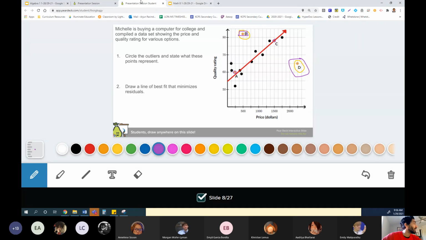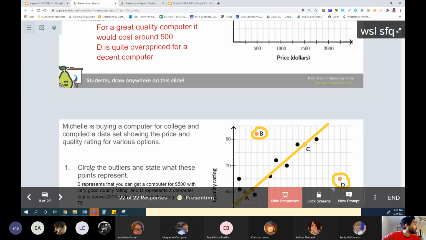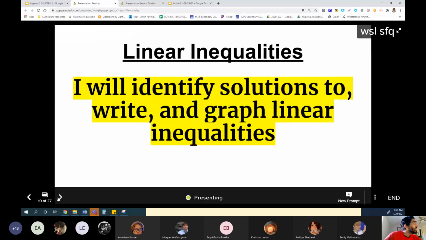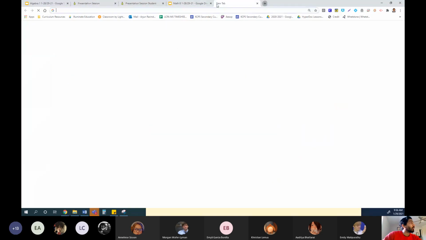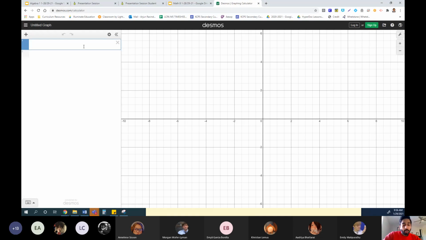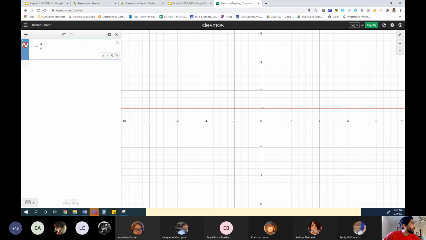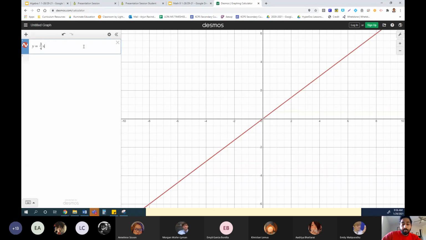Now, with our last 4 minutes, we are going to preview what we are working on next week. Linear inequalities. Don't touch that dial, all right? We're not done yet. So let's quickly go to Desmos and let's talk about this function. y equals 3 over 4, so rise 3, run 4, x minus 2.